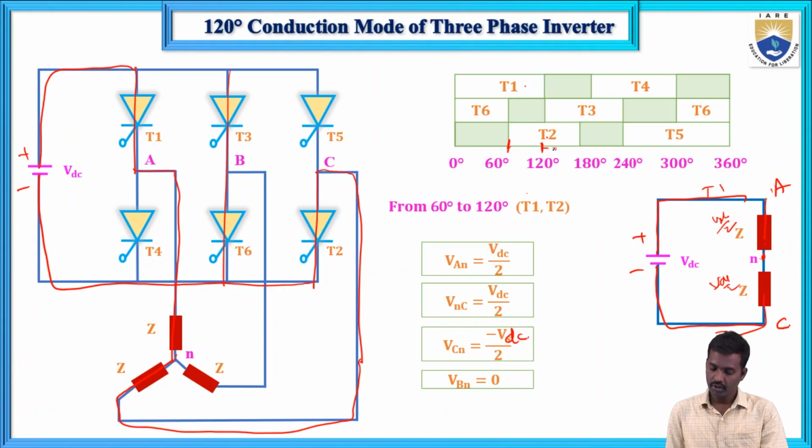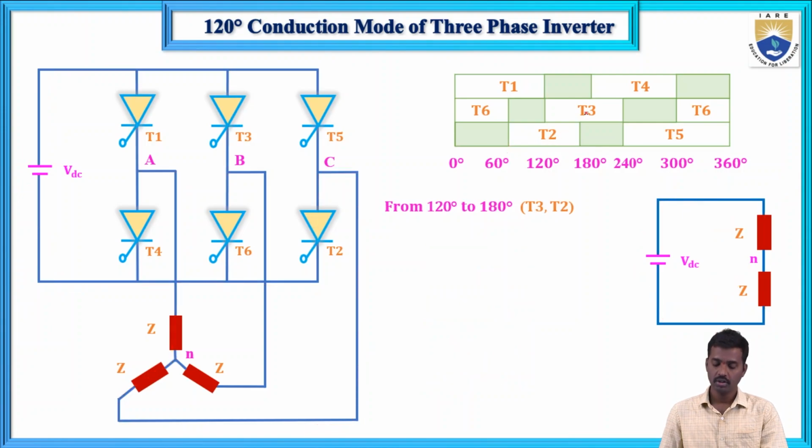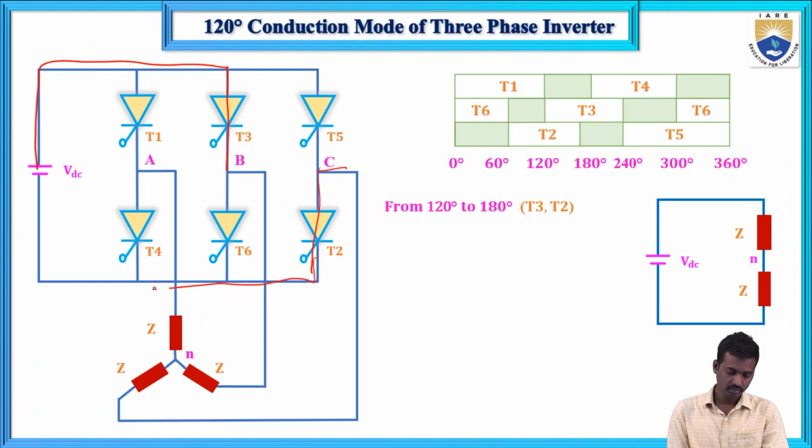Next, during the 120 to 180 degrees case, T2 and T3 thyristors will conduct. So T3 and T2 thyristors will conduct during 120 degrees to 180 degrees. T3 is short circuited and T2 is short circuited, and this one is connected to here, next this one is connected to here.